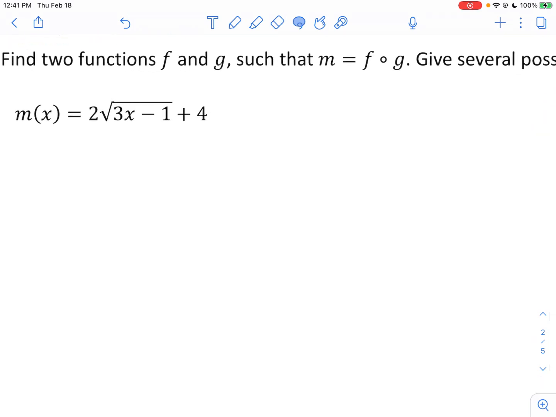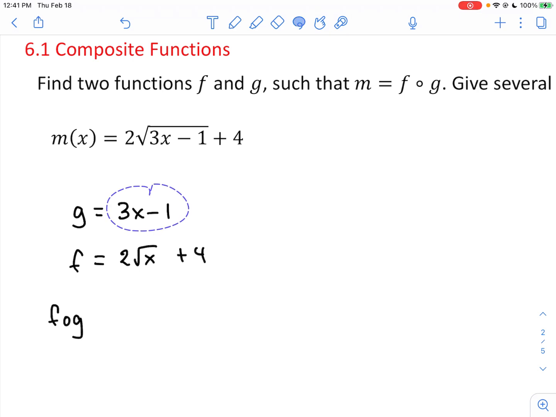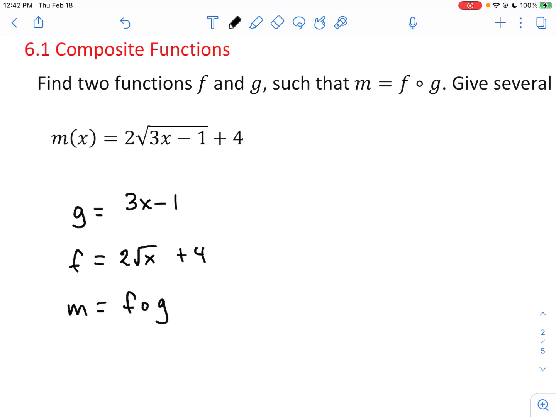One way to look at this is to think of what's inside the radical as a function in and of itself. I could say that g is equal to 3x minus 1. So then take this 3x minus 1, condense it back down to simply x, and then rewrite all of this, and we would call that f. So the f function would look like 2 times radical x, plus 4. And then sure enough, if I were to do f of g, I would take the g function and plug it in for this x right there, it would be replaced with that g of x, and it would turn into our m. So m is equal to the composition of these two functions.